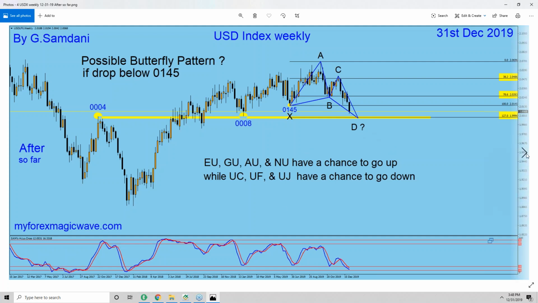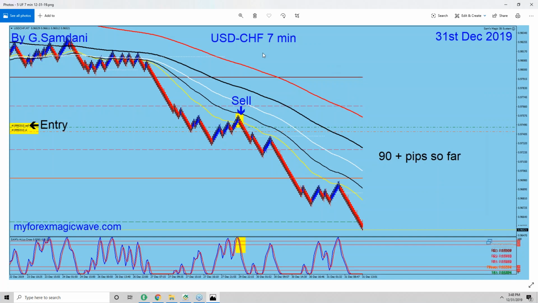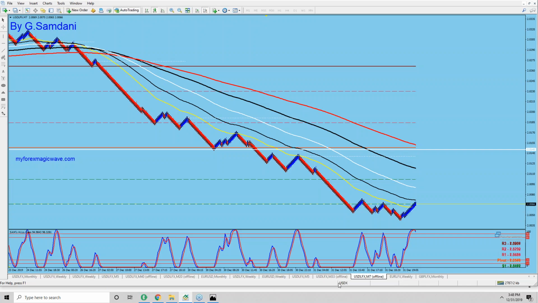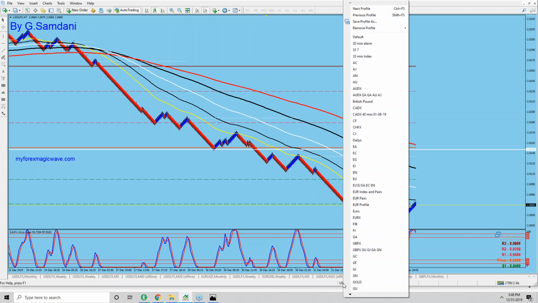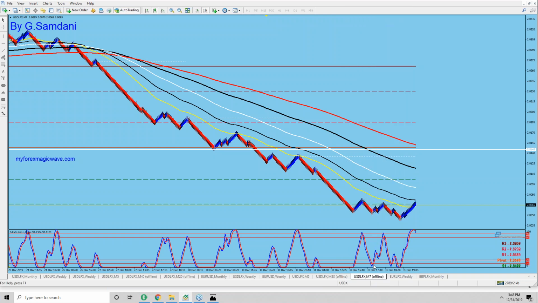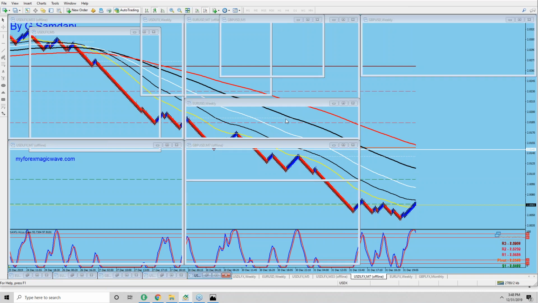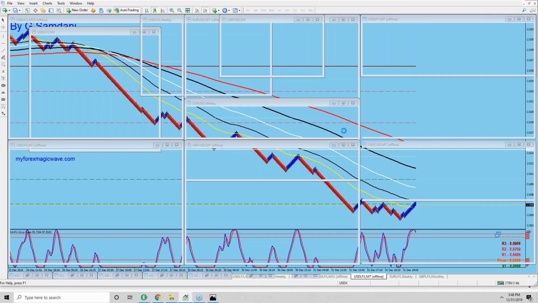USD/franc, you saw that I took the trade very nicely. And I missed USD/CAD and USD/yen, but let me just show you by going there. Let me just open the USD profile. You will see exactly what I'm talking about, USD/CAD and USD/yen right there, and you'll see how nicely they went down as well. It's just that I missed the entries.